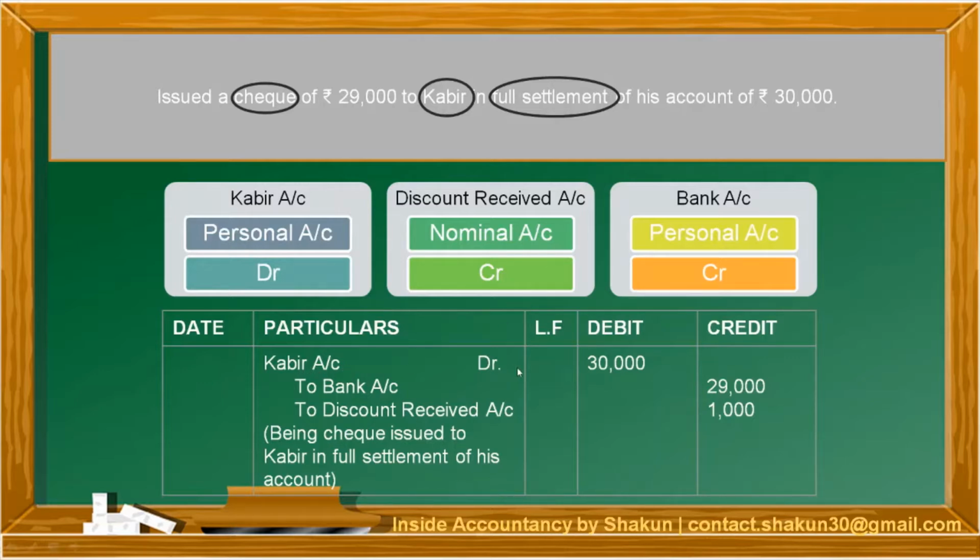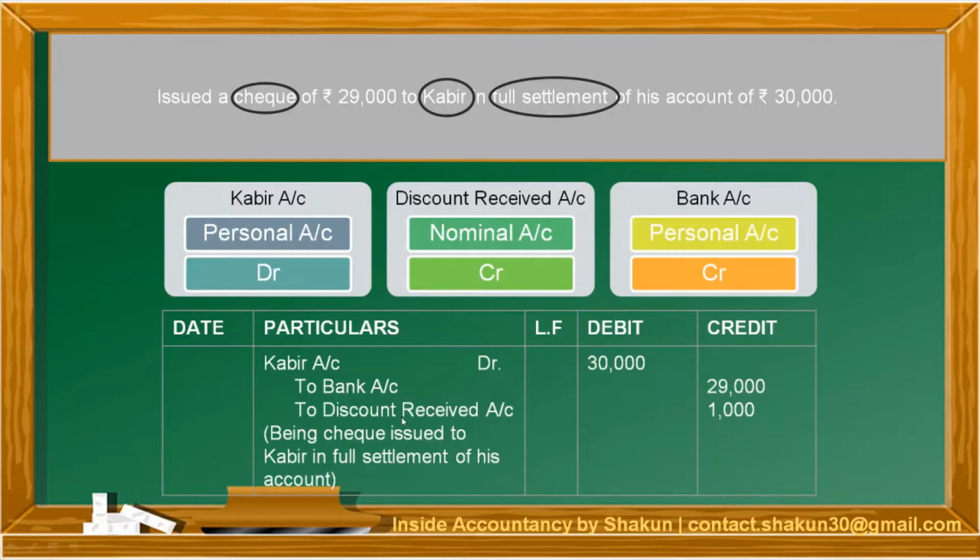So Kabir's account is debited with the full amount that we had to pay to him, that is 30,000, to bank by the amount of check that has been issued, 29,000, to discount received, that is 1,000, which is the amount of discount which we received, which is our income.